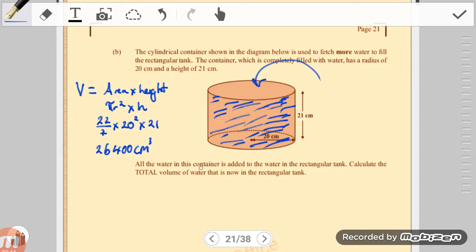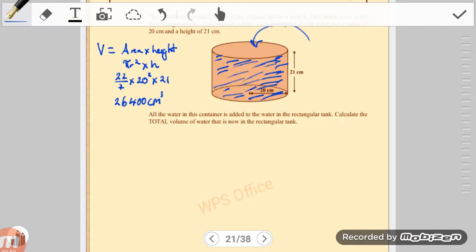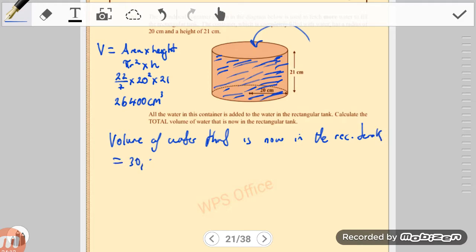Now it says that all the water in this container is added to the water in the rectangular tank. Calculate the total volume of the water that is now in the rectangular tank. So the volume of water that is now in the rectangular tank is going to be equal to the 30,000 cubic centimeters of water. Let's go back to see how we got that 30,000.